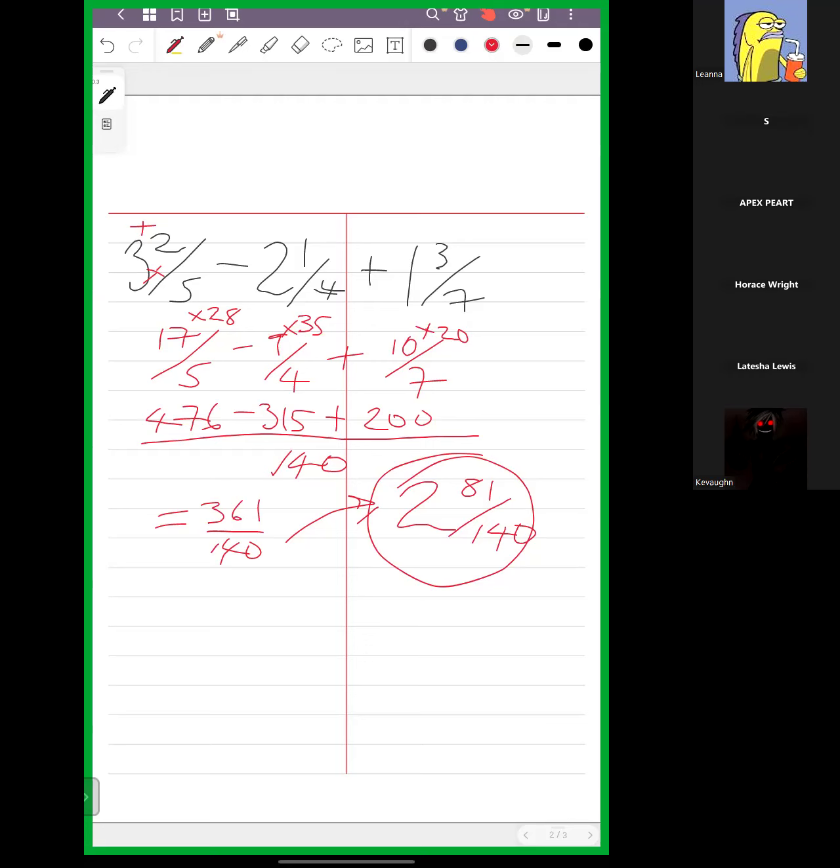This format is kind of confusing for me. I would rather do it step by step. Which part of it is confusing? Doing all 3 at the same time. I would rather do the first part. No problem. Do the first 2, get an answer, and then bring down the 10/7 and then find the LCM again. No problem. Do it whichever way makes it easier for you. All right? Is that fine? Yes, that's fine. All right, good.